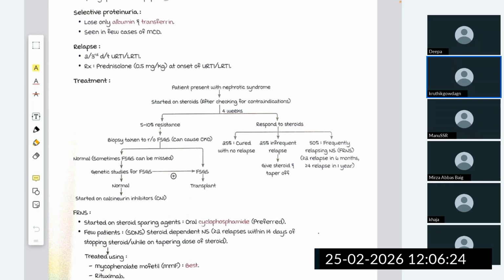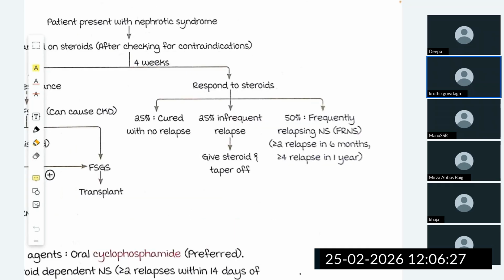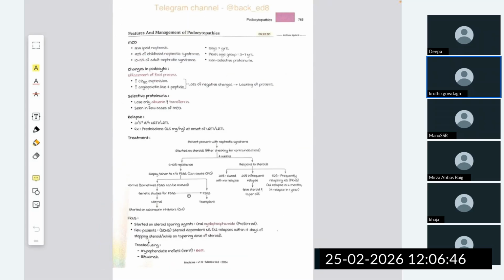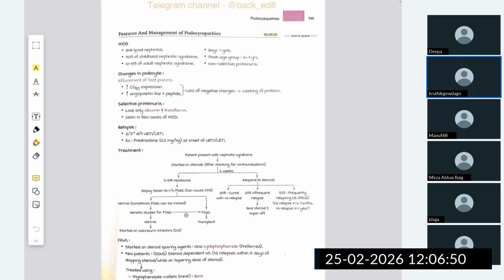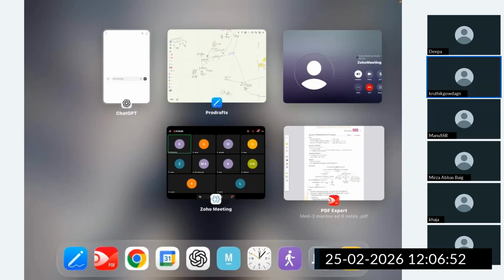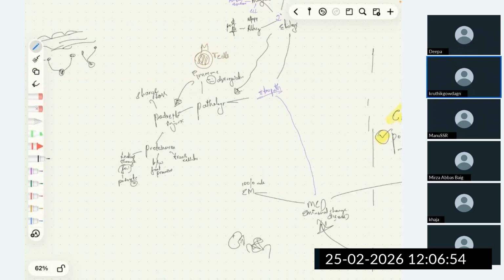Of those who respond to steroid, 25% are cured without any relapse, 25% show infrequent relapse. We give them steroid and taper it off during the relapse, and 50% of them will develop frequently relapsing nephrotic syndrome. All these points we'll discuss deeply when we discuss these systems while studying for NEET PG. For now, this much depth is not required. Only twice has minimal change disease been asked.